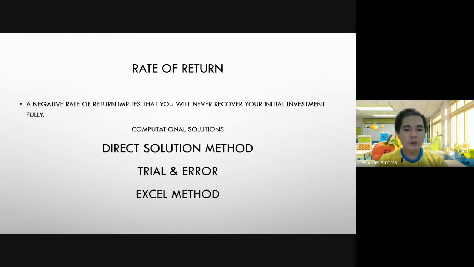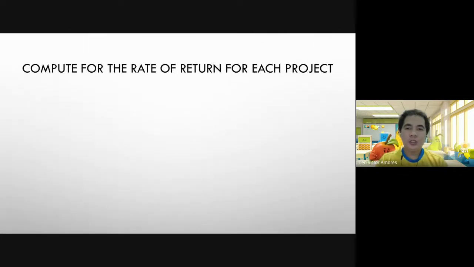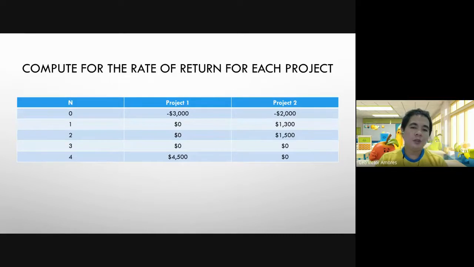So there are basically three ways of solving. Number one, direct solution method. Number two is trial and error. And number three is using your Excel, where you can formulate that. So, we have two projects provided. Project 1 is negative 3,000 on year 0 and 4,500 on year 4. Project 2 is negative 2,000 in investment, with cash inflows in the next 2 years.